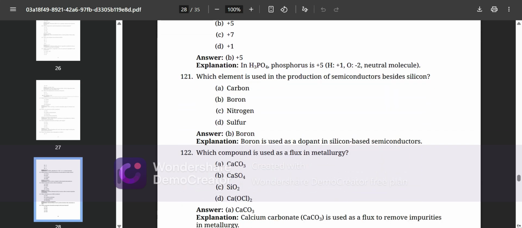Which element is used in the production of semiconductors besides silicon? Boron is used as a dopant in silicon based semiconductors.